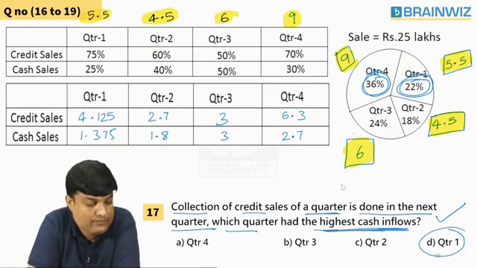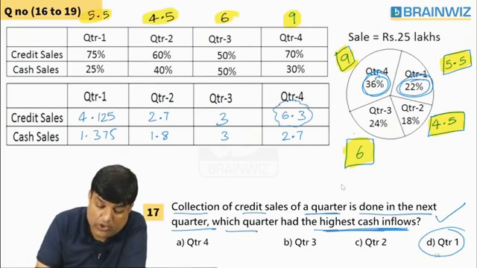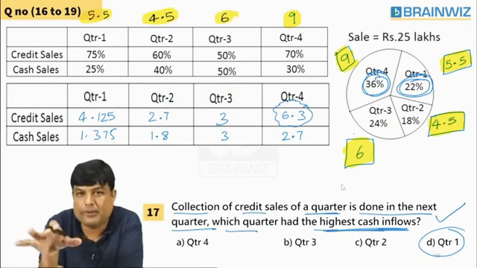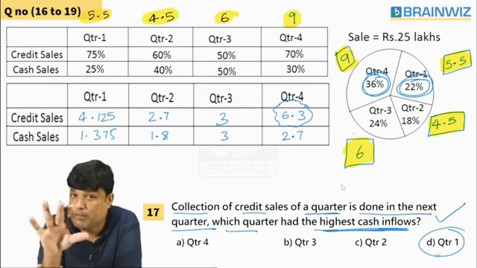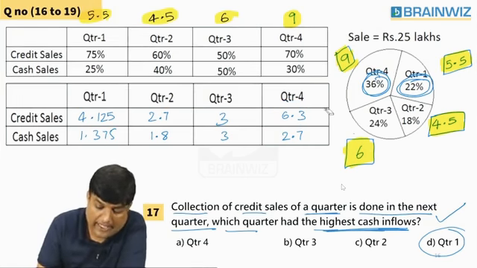Are you understanding? So the best answer is quarter one, because for the heavy credit you gave in quarter four, the customer will definitely not pay in the same quarter. The customer pays in the next quarter, that is quarter one. Following everybody? Hope you have understood.